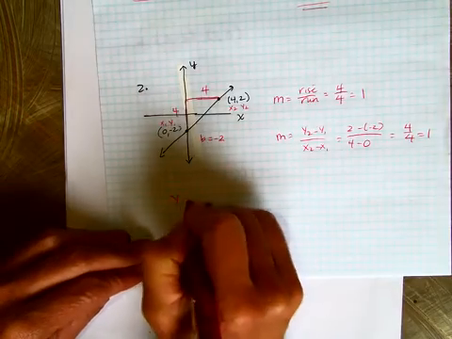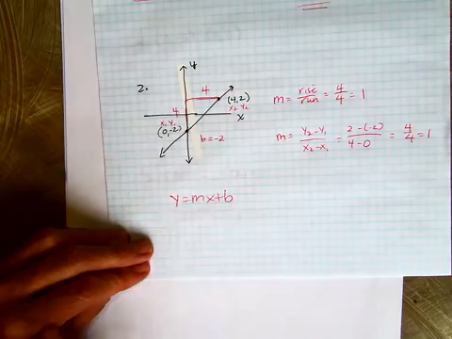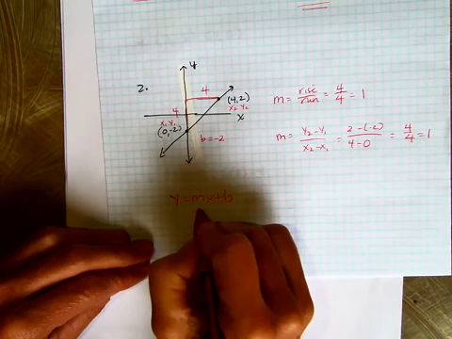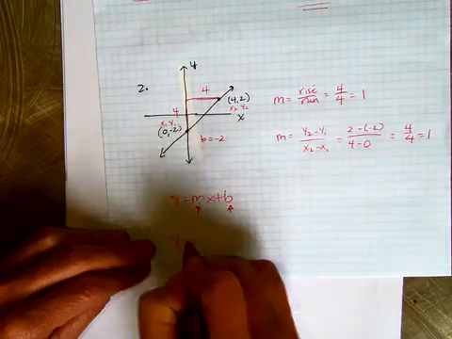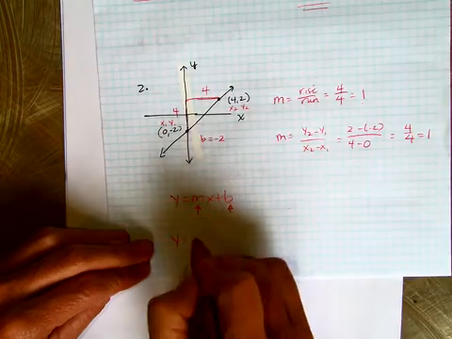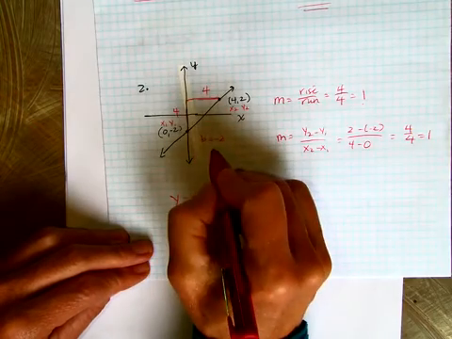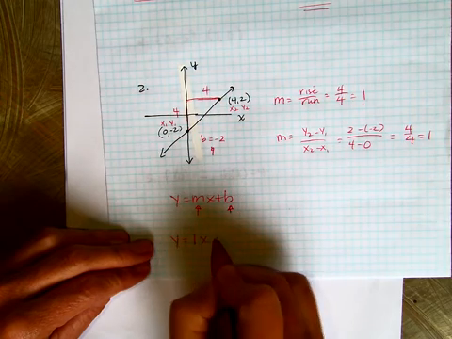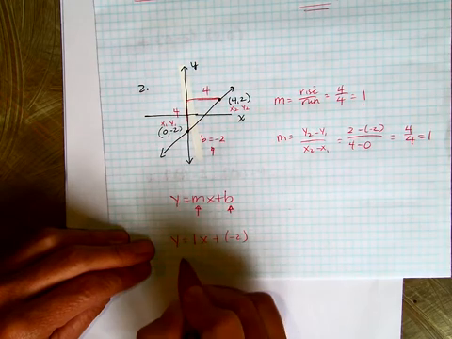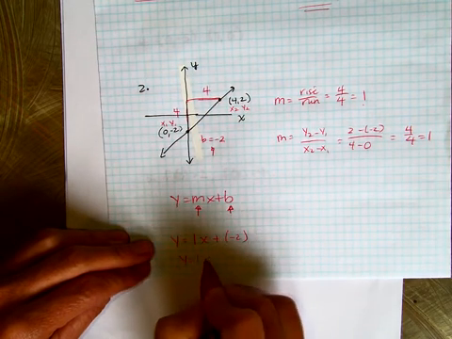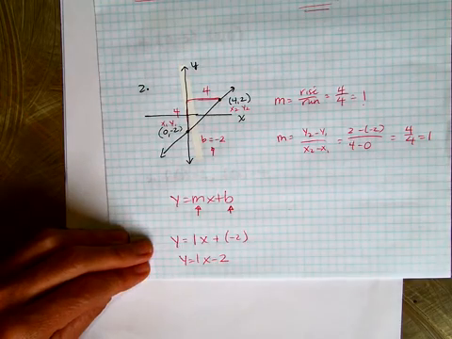But again, the question is, write an equation for a line. And what do I need for that equation? I need the slope and the vertical intercept. My slope was 1, and my vertical intercept, 1x, plus -2. And you should tidy that up and write 1x minus 2.